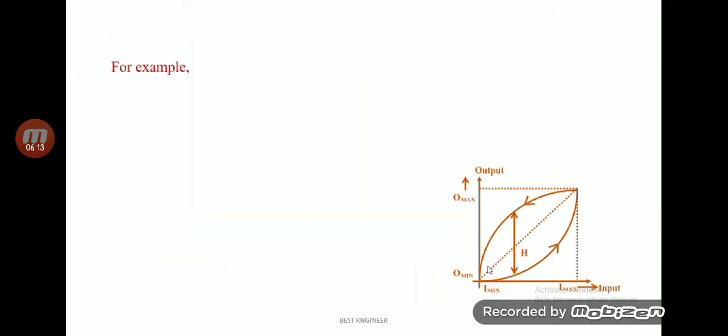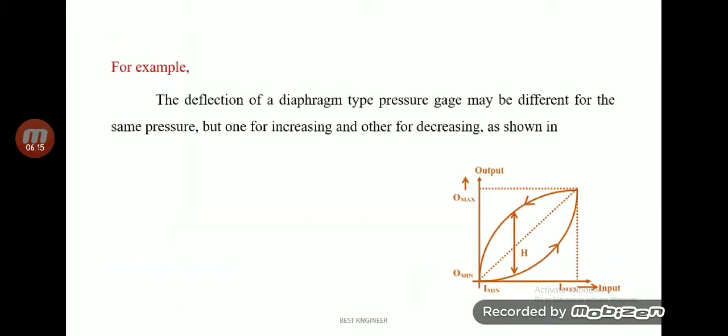Let us see the example. The diaphragm type pressure gauge reading may be different for the same pressure, one for increasing and the other for decreasing. This one is for increasing and this one is for decreasing. It behaves in two ways. The hysteresis is nothing but the maximum difference divided by the difference between the outputs.